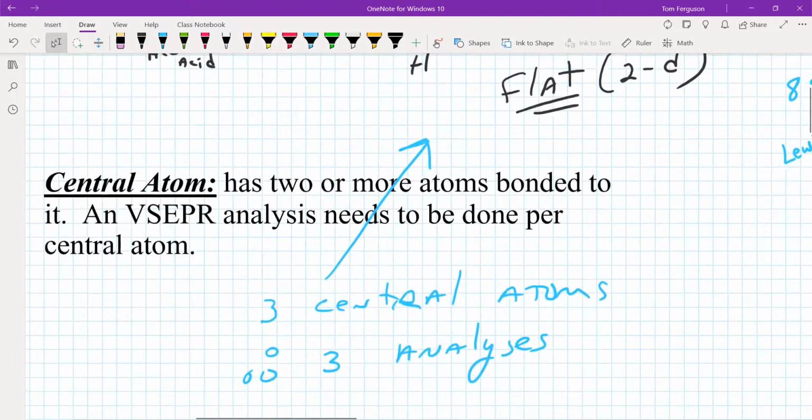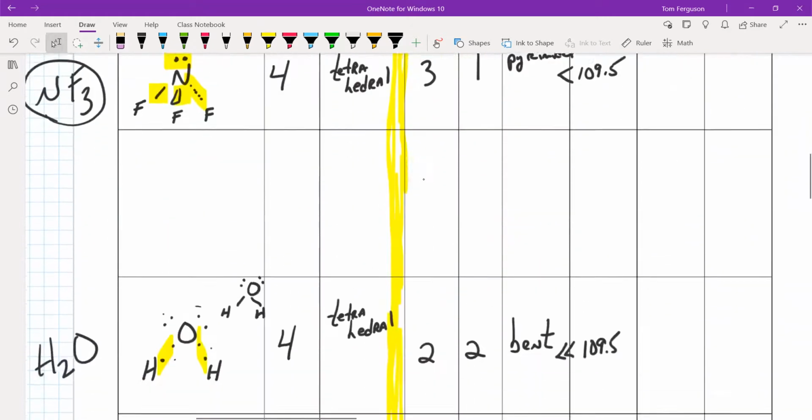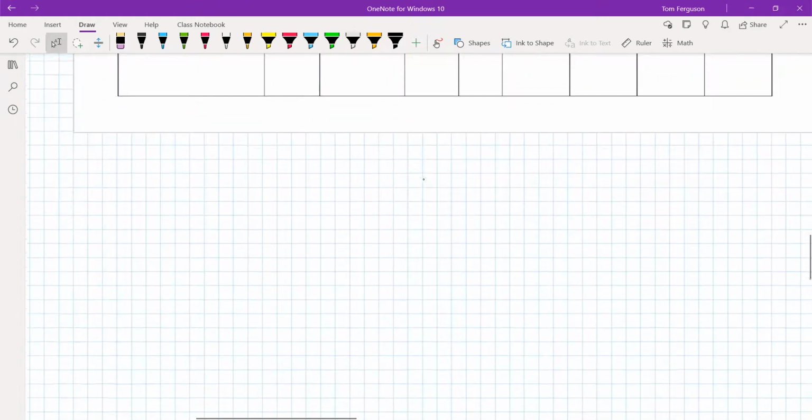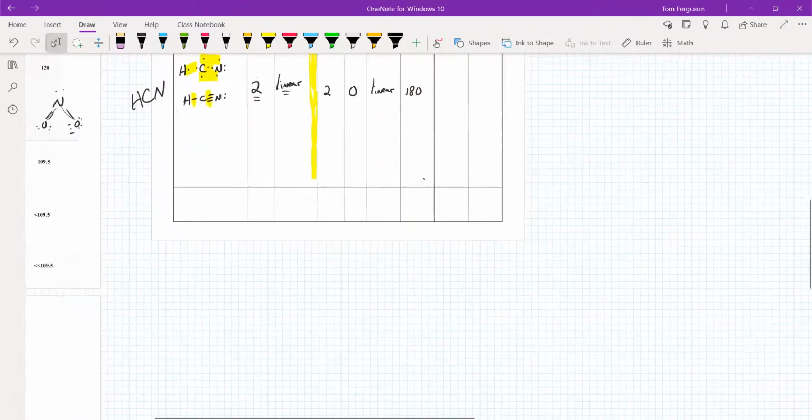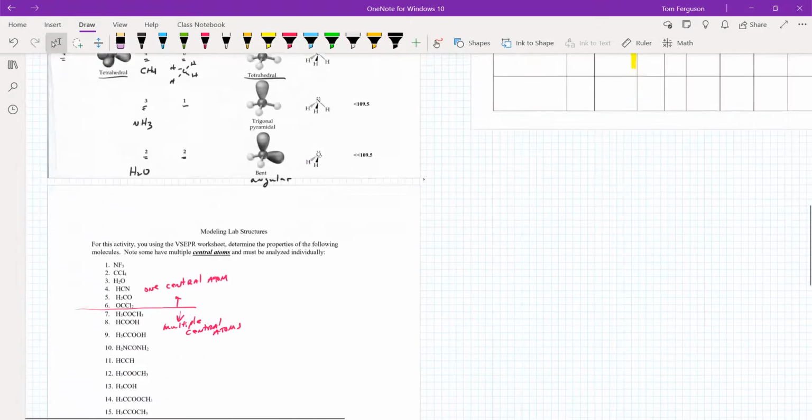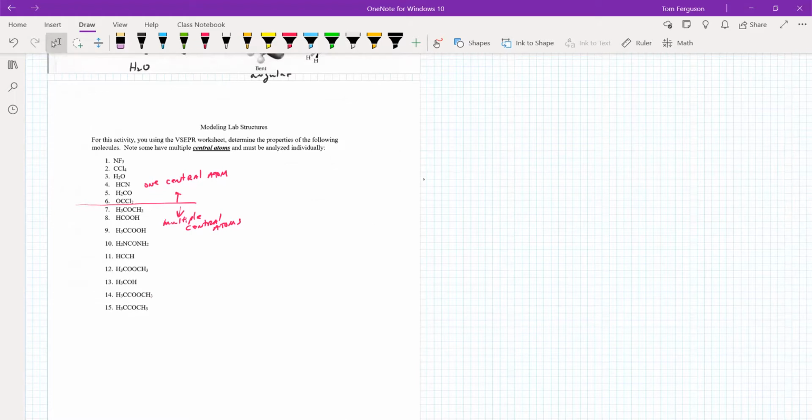And what I'd like to do is stop here. I'd like you to practice this. What I want you to do is go through the first 6 examples here. For sure, get those down. Now you have the weekend to work on these. On Monday, I'm going to review this again using 7 through 15 examples where we have multi-central atom examples.